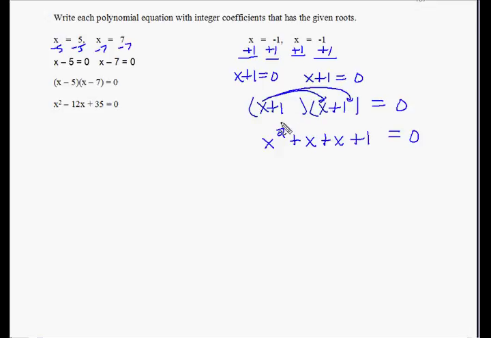Remember how we do that, multiplying both of those and multiplying both of those. So that gives me an x squared plus 2x plus 1 equals 0, satisfying the original instructions of coming up with a polynomial equation with integer coefficients.